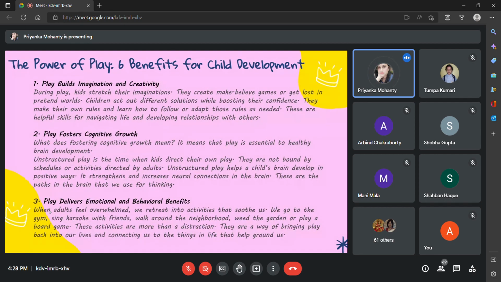Play fosters cognitive growth. What does fostering cognitive growth mean? It means that play is essential to help brain development. Unstructured play is the time when the child directs their own play. They are not bound by curriculum or activity prescribed by adults. Unstructured play helps a child's brain development in a positive way. It strengthens and increases neural communication, connections in the brain. These are the paths in the brain that we use for thinking.